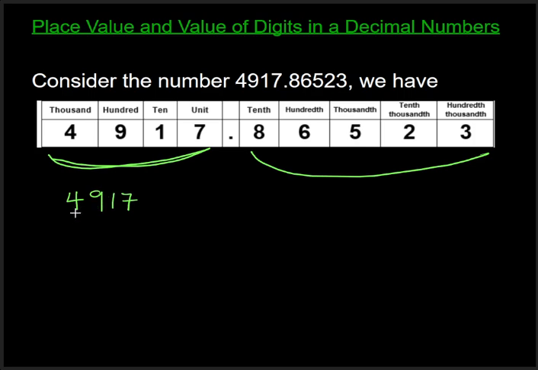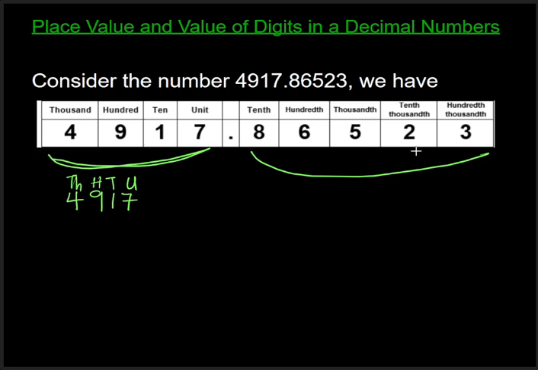If you are having 4917 for whole number, how do you get their place values? Remember what we do. Your unit comes here, your tens comes here, 100 comes here, and then your thousand comes here. So this is how the place value comes for the whole number part. And then you have your decimal point. So you can see here under 4 we have thousand, hundred, ten, and unit. Now we come down to the fractional part.